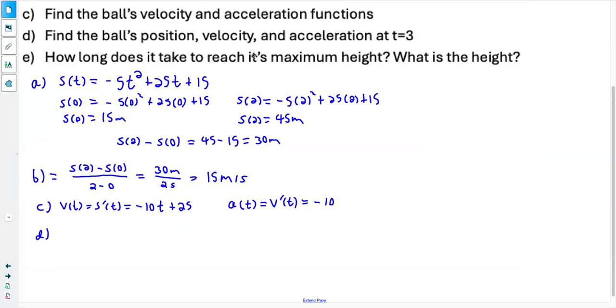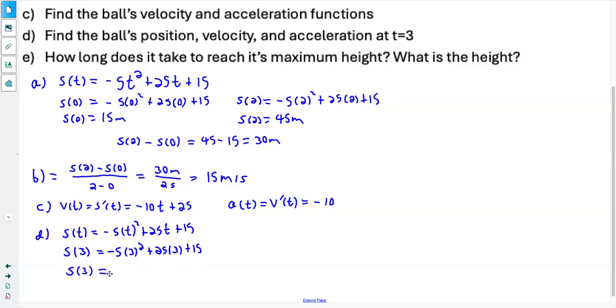Okay, D was find the position, velocity, and acceleration at a time of 3 seconds. So we've got s of t is equal to -5 times t squared plus 25t plus 15. We'll substitute in a time of 3 seconds. So we've got -5 times 3 squared plus 25 times 3 plus 15. So at a time of 3 seconds, we are at a height of 45 meters.